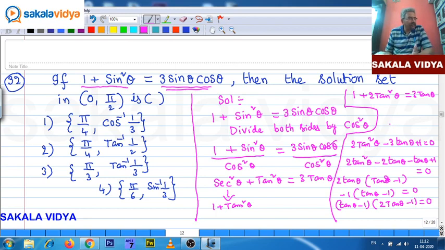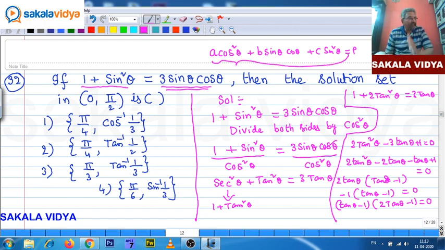I need everybody to understand why we should divide by cos square theta. I already explained whenever the question is of this form, remember: a cos square theta plus b sin theta cos theta plus c sin square theta is equal to something, say p. Whenever this kind of equation is there, you need to divide both sides by cos square theta. That's the method. So this is one of the models.